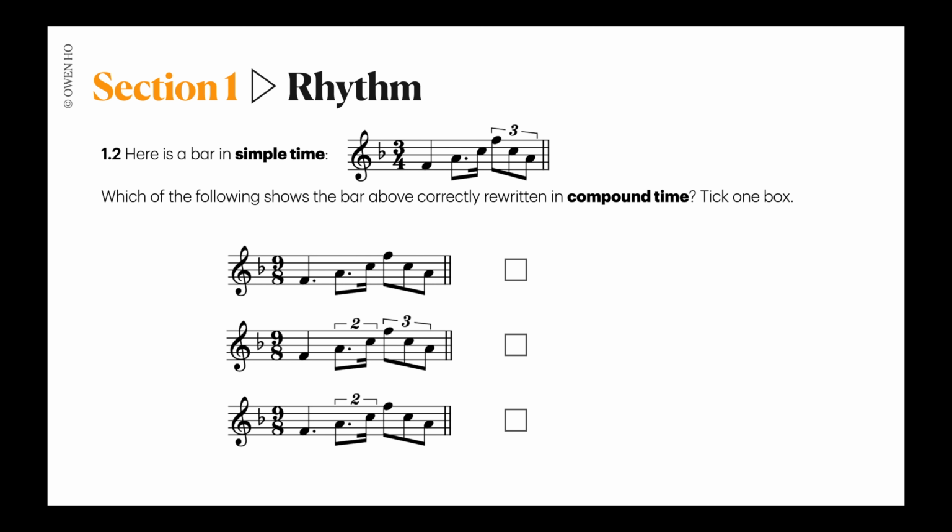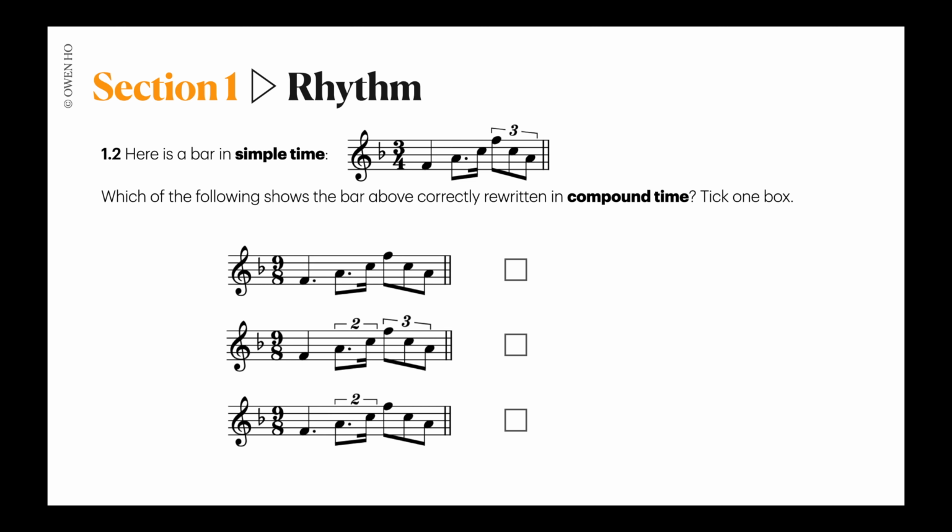Now let's look at another version of the same question. This time we're given a bar in simple time first, and then we are asked to choose one of the following bars which correctly rewrites the bar in compound time. In order to do this question, again we should figure out whether we are working with duple time, triple time, or quadruple time in the first place. And because it's a 3 on top, we can be quite sure that it's a triple time that we are working with, and that does correctly correspond to the 9/8 that we are trying to convert to.